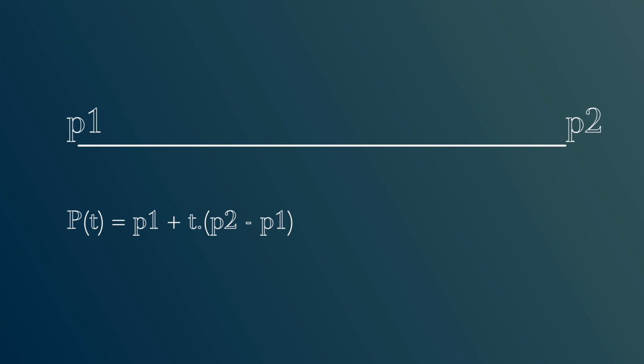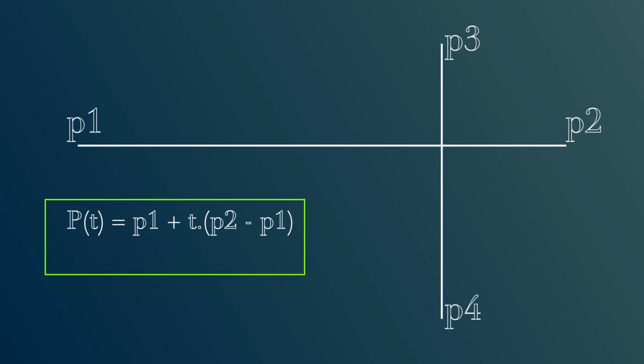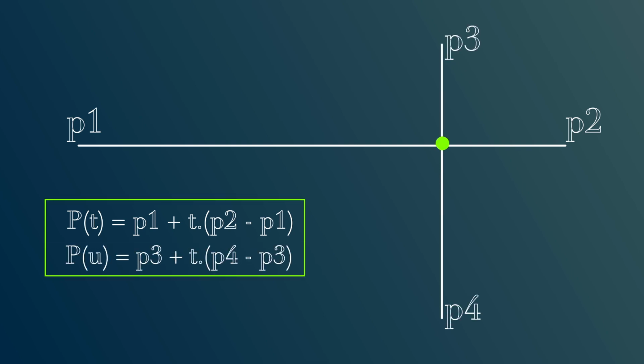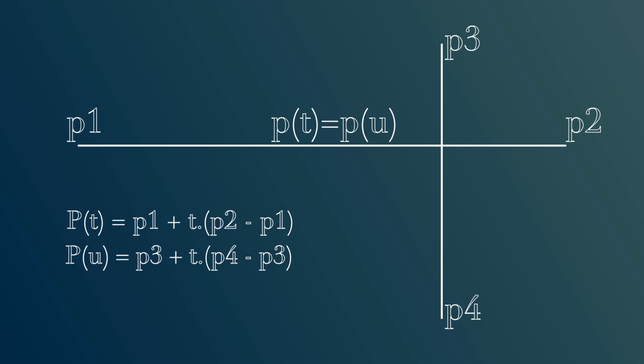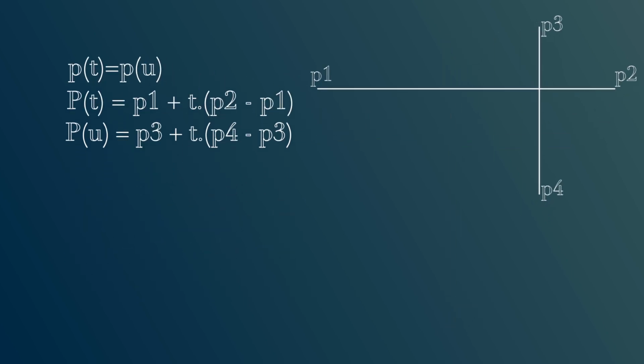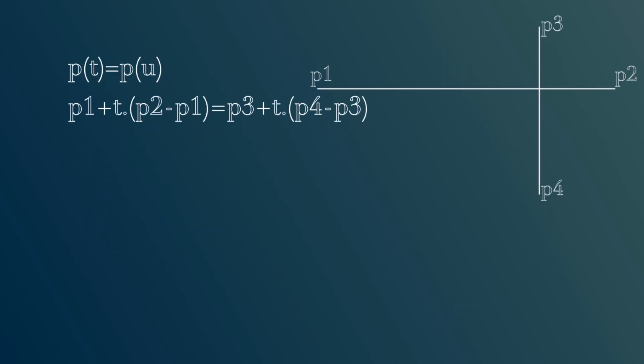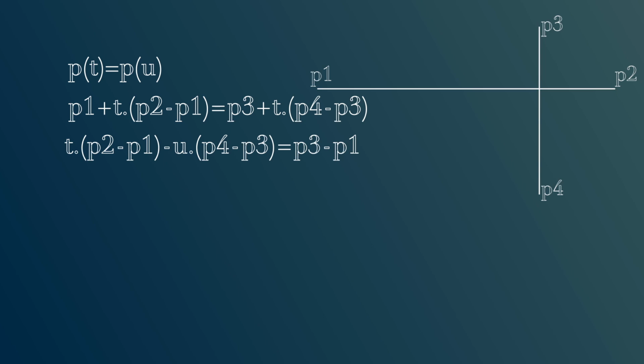Okay, so now let's use this parametric form to define both line segments. Segment 1, P1 to P2. Segment 2, P3 to P4. The intersection happens where both equations give the exact same point in space. P of t equals Q of u. Now let's rearrange for variables t and u. We have this equation. Let's move the terms around to group the variables on the left.